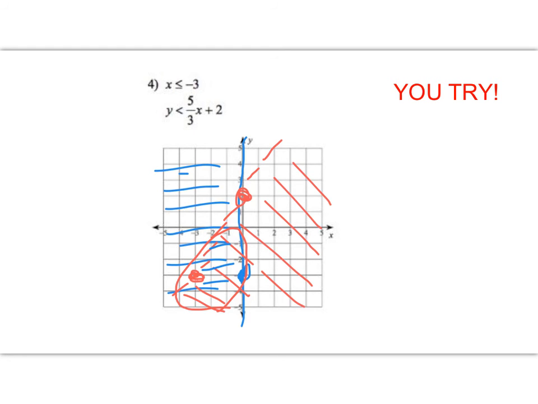So for the first line, x is less than or equal to negative 3. You're going to graph at negative 3, then graph a vertical line straight up on the y-axis. Since it's less than or equal to, shade to the left. For the second one, y is less than 5 over 3x plus 2. You're going to start at 2, go down 5 over 3, then shade to the right. And where the overlap is a solution, right in the bottom left-hand corner. Those are the solutions because the graphs overlap each other.